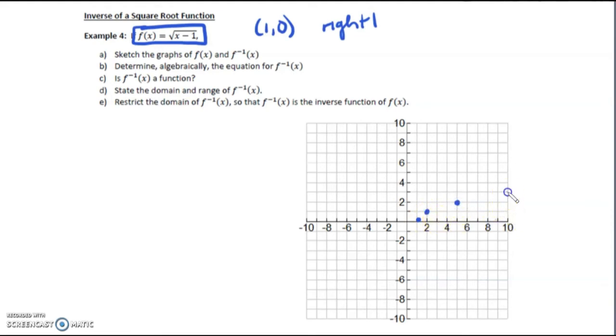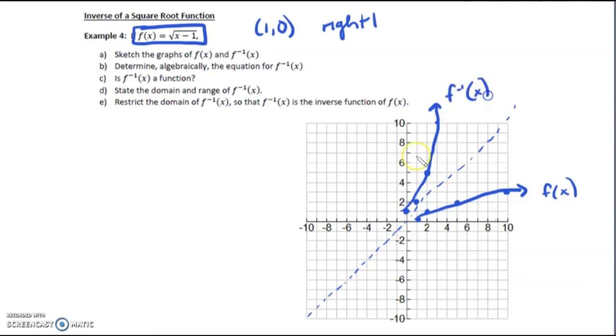Instead of 9, it's going to be 10. Okay, so this is the original, so this is f of x. And now the inverse is going to be a reflection. So instead of being at (1, 0), it's going to be (0, 1). (2, 1) is going to be (1, 2). (5, 2) is going to be (2, 5). And then (10, 3) is going to be (3, 10). Okay, this is going to be f inverse of x.